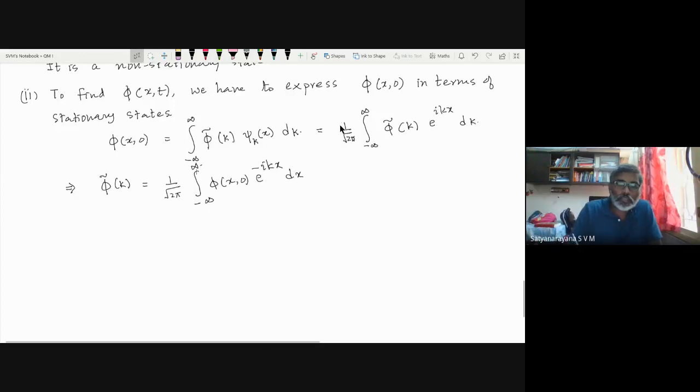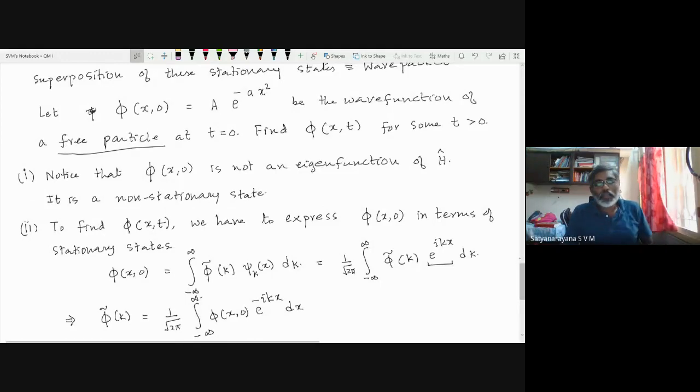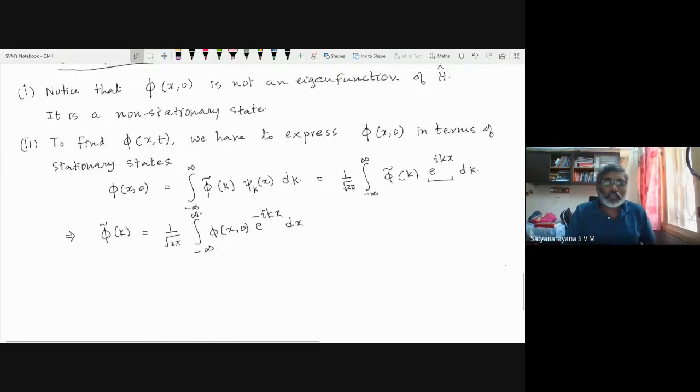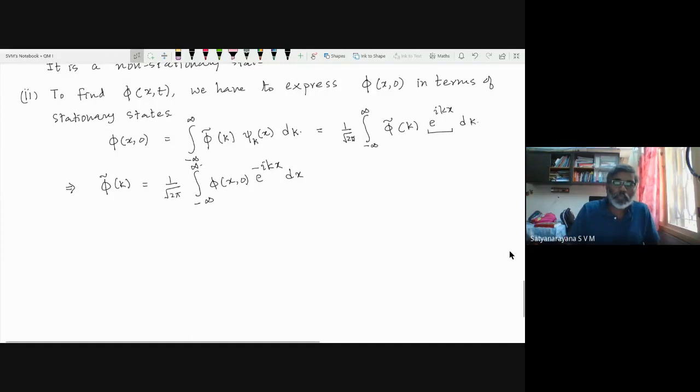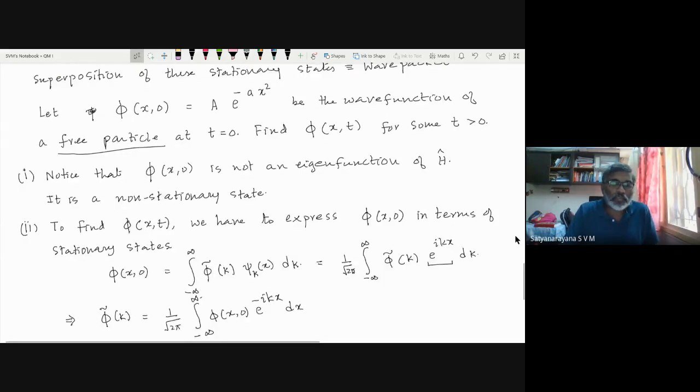So once you do this, then when you are trying to operate a unitary evolution operator, that unitary evolution operator will act only on this one. It will not act on this. We already know how e to the power ikx changes with time. That we have already found out here. This is how it changes with time. So you substitute that there, and you evaluate phi tilde k, and then do this integration to get the time dependence of this phi. Okay, so the calculation is straightforward. Some careful bookkeeping is needed, but otherwise it is straightforward. You have to do a couple of integrals.